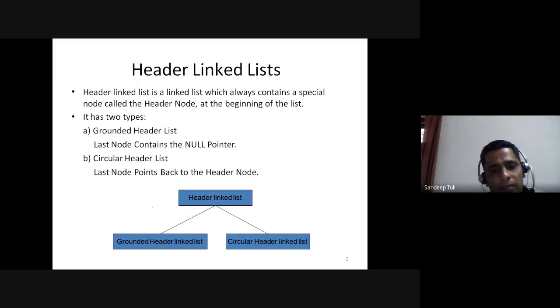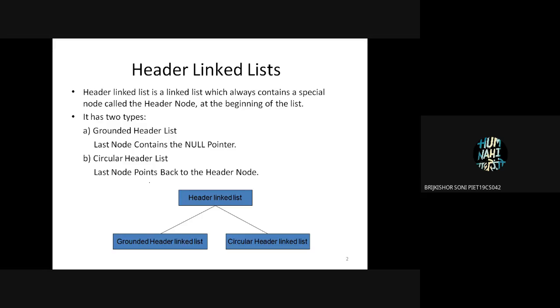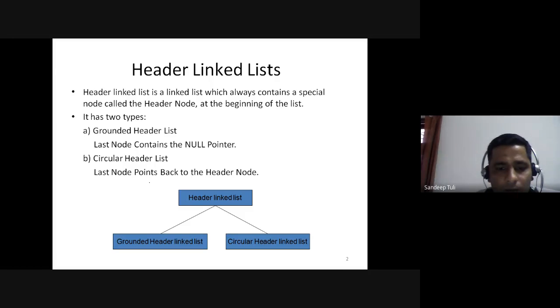Now, the circular header linked list. A circular header linked list is a circular list plus a header node. In it, the last node will not contain the null pointer. In a circular linked list, the next pointer of the last node contains the address of the start node. But in this case, it will go back to the header node, because start points to the header. So the next part of the last node also points to the header node actually.